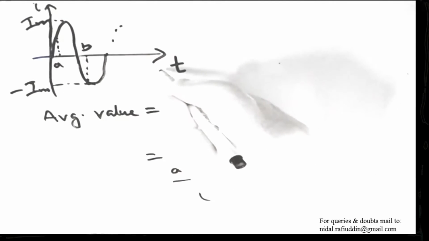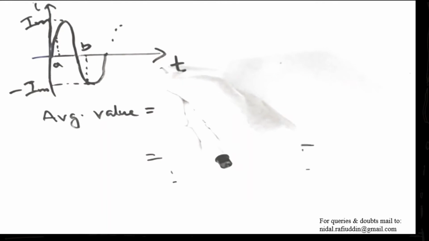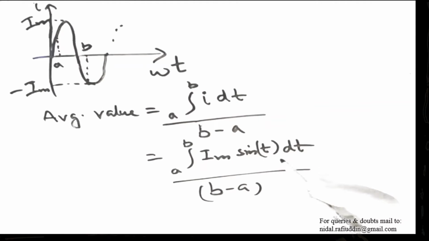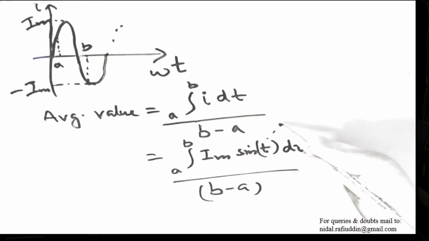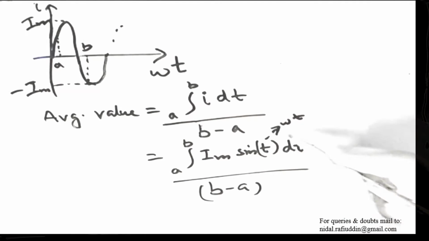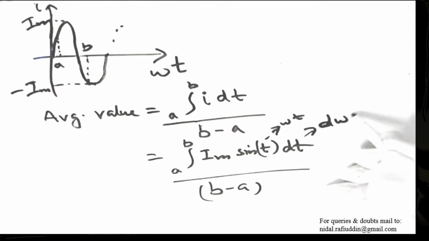Had this axis been omega t, so in the case when we have omega t here, then in place of t we would be writing omega t, and in place of dt we would be writing d omega t.